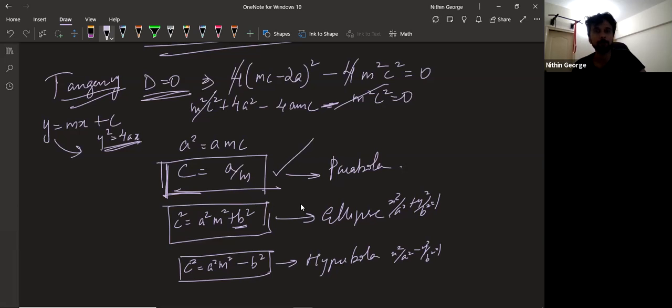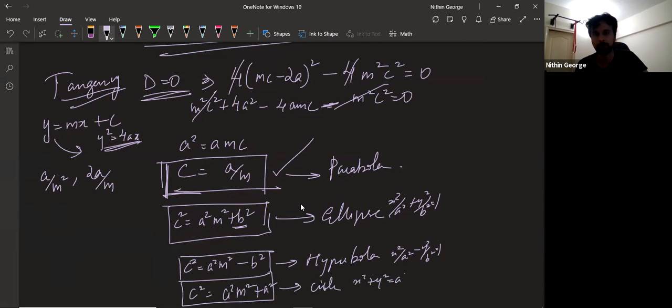Okay, now the point of contact will be a by m square and 2a by m. Do you remember the condition for tangency for a circle? C square equal to a square into m square plus 1. So that's a square m square plus a square. This is for the circle x square plus y square equal to a square. So here, notice that in the ellipse, I replace the second a square with b square. And then for the hyperbola, I replace that b square with minus b square. I hope you can remember this. These are important conditions I want you to remember by heart. That's why I'm giving it to you first off.